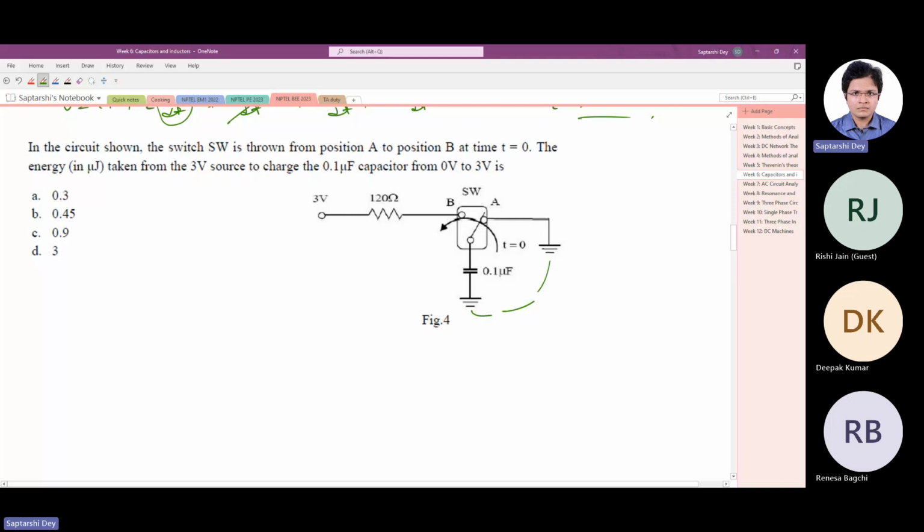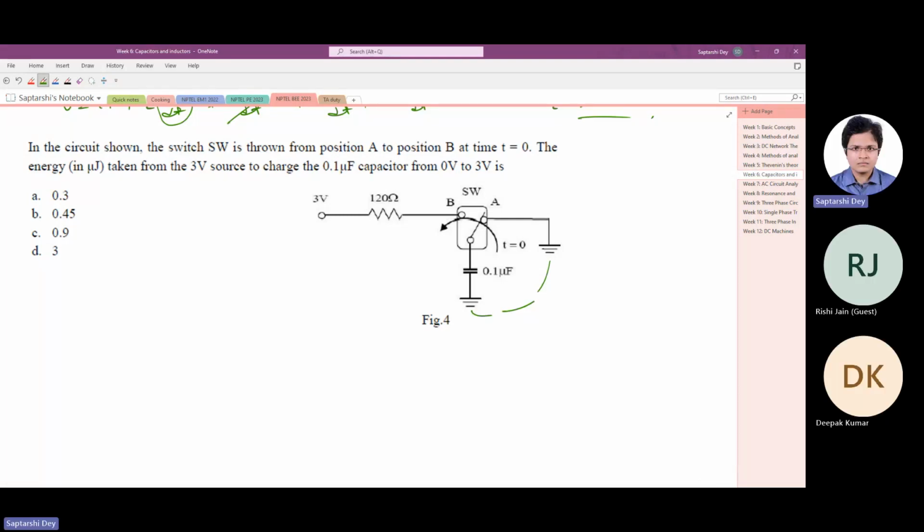Whenever you are given questions like this, that the switch was here before t equals 0, it means that the circuit was at steady state before t equals 0. So if the capacitor is short circuited and at steady state, definitely the capacitor was holding no voltage, no energy in it. Now at t equals 0, the switch is thrown in this way. Anyway, we'll do this problem. Can you tell me what kind of switch is this? I will redraw the switch here.